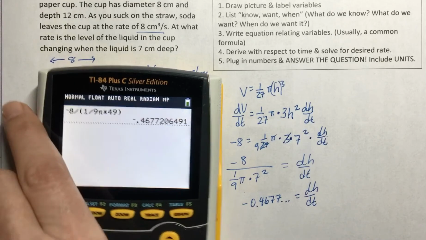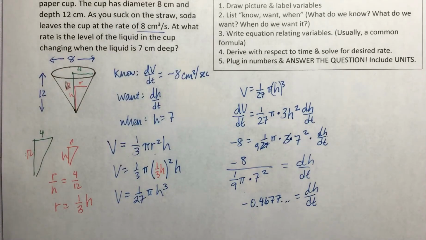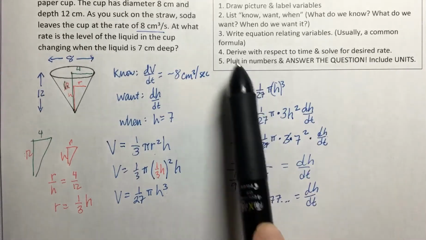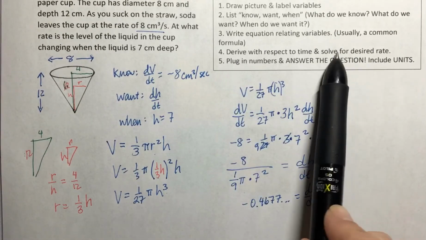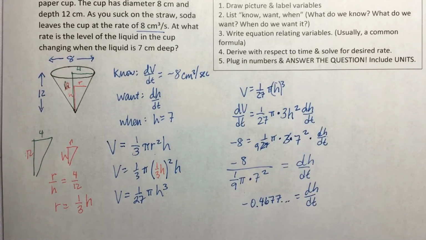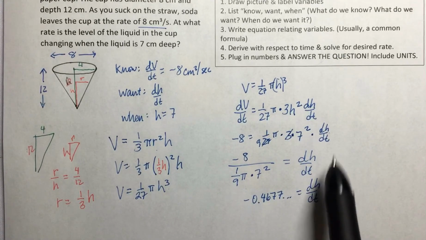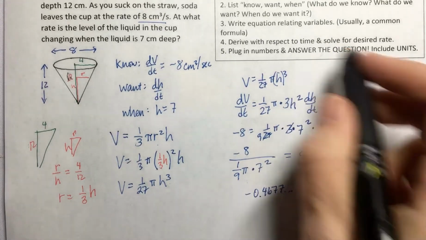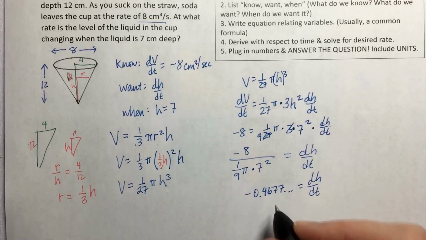Our final step is to simply plug in, well, we plugged in our numbers. I kind of skipped the solve for the desired rate. I kind of put it with step 5. That's totally fine, because it's easier to work with just numbers versus having a bunch of variables. So remember, the last step, though, is to answer the question including units.